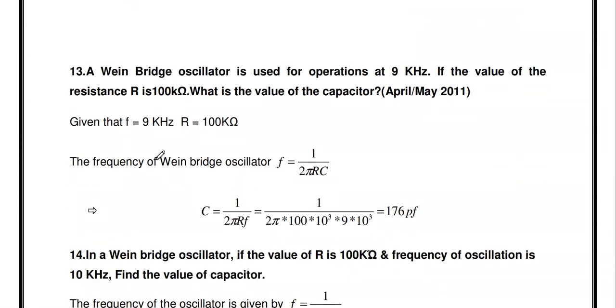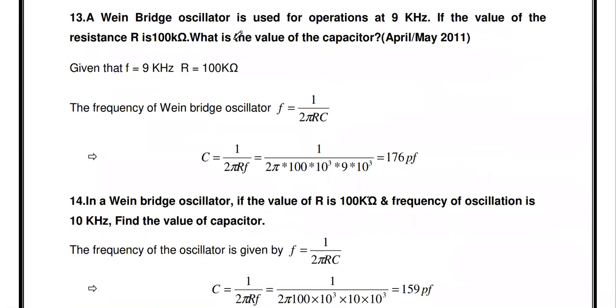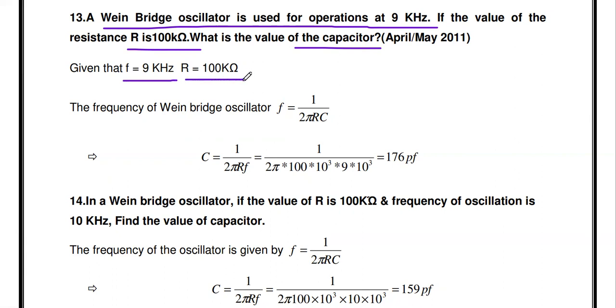The next question, a Wein bridge. Using these formulas for Wein bridge and RC phase shift, we are going to solve an important 2-mark problem now. You see the question: a Wein bridge oscillator is used for operation at 9 kilohertz. If the value of resistance is 100 kilo ohm, what is the value of capacitor? This is the April-May 2011 question. So what is the given data first? For Wein bridge oscillator, the frequency is given as 9 kilohertz. The resistance is given as 100 kilo ohm. We have to find the capacitor value.